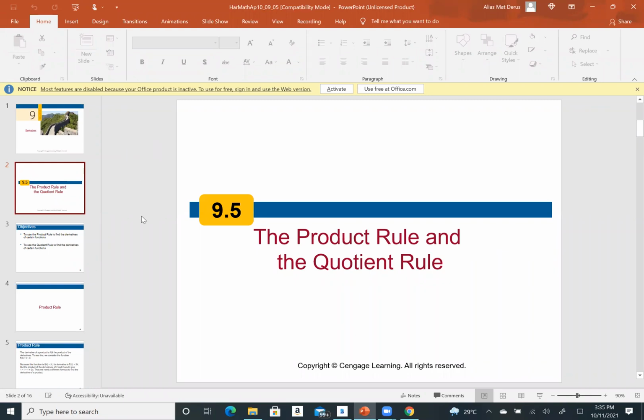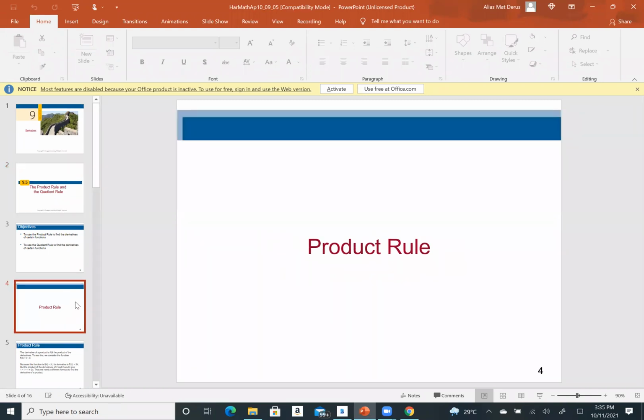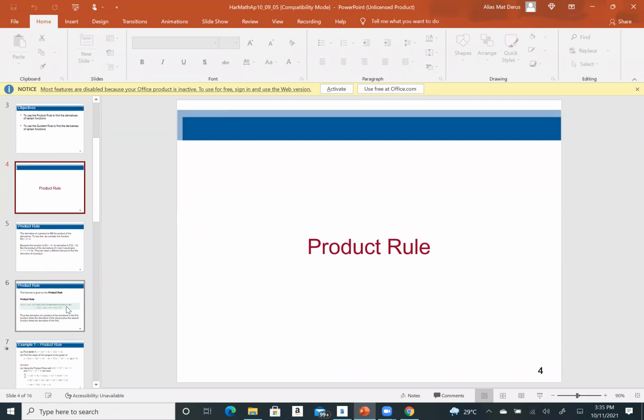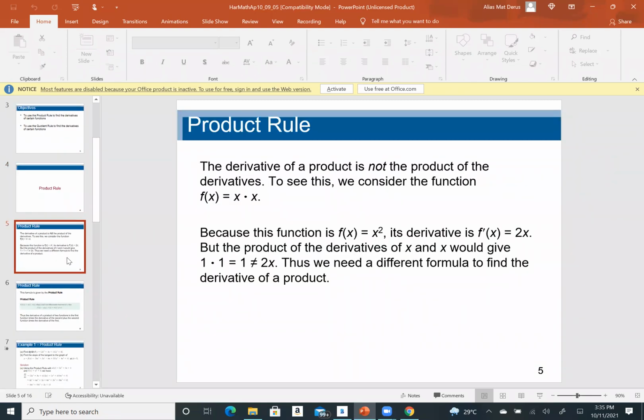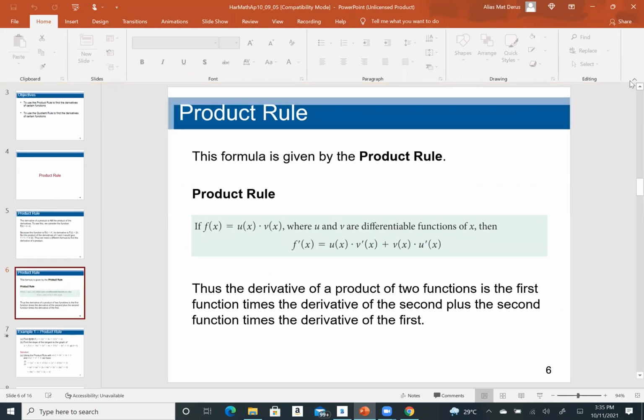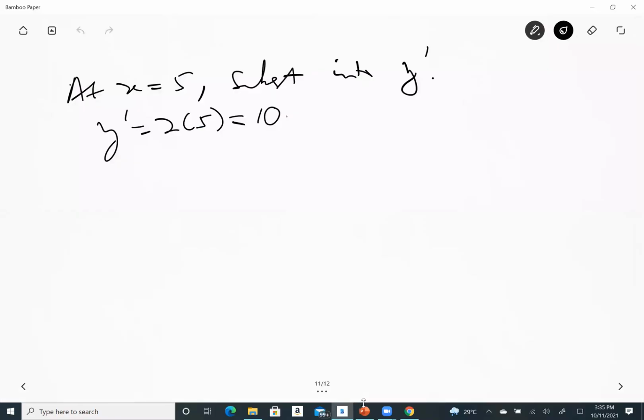So what is the product rule? The product rule is when you have multiplicative terms. You have two terms that are multiplicative of each other. So you have u of x times v of x. So an example would be like this.